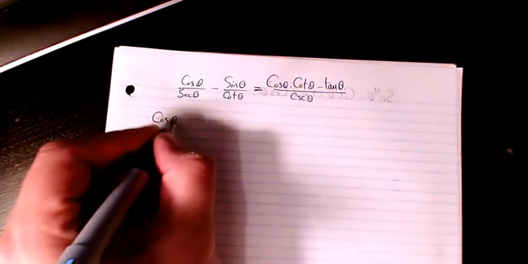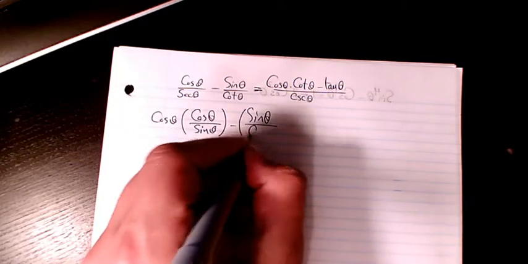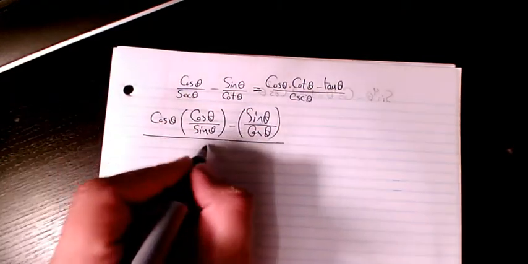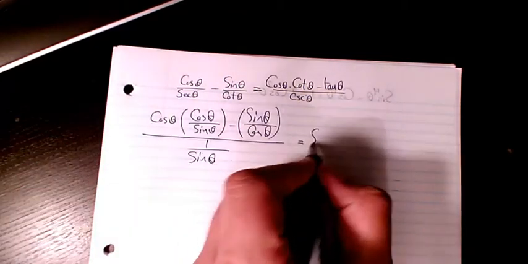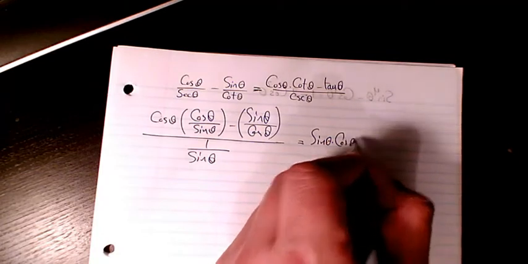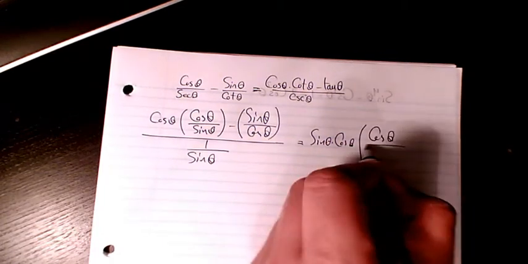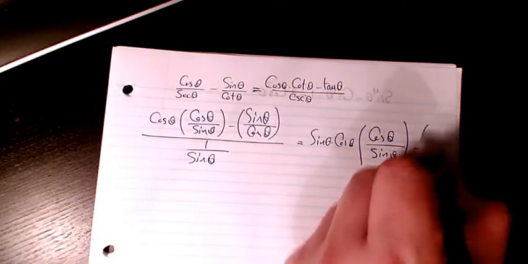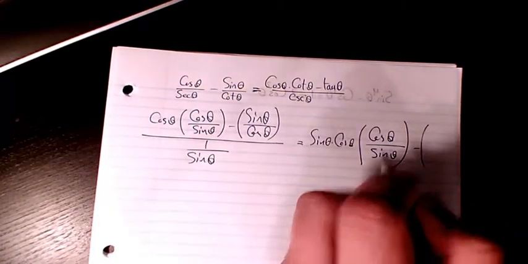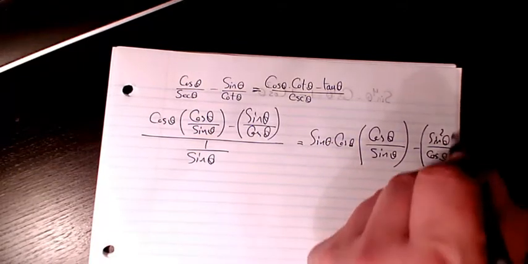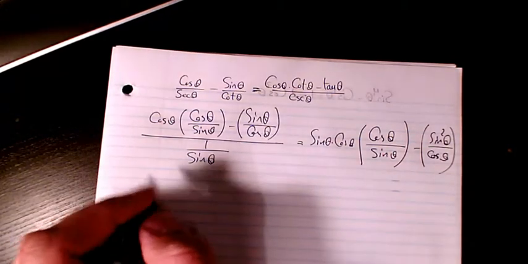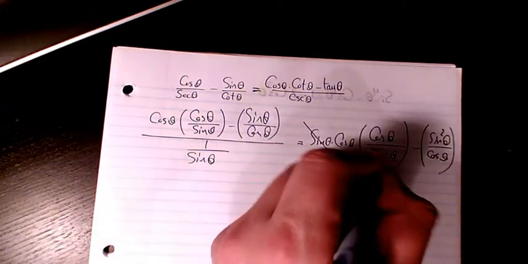So we have cosine theta times cotan, which is cos divided by sine theta, minus sine over cosine, divided by 1 over sine theta. Then the sine is going to go there. It's going to be sine theta times cosine theta multiplied by cosine theta divided by sine theta, minus sine squared theta divided by cosine theta, because this sine multiplied by this one as well. So then this sine and sine cancel out.